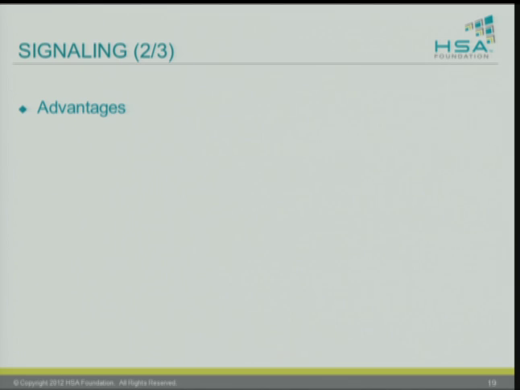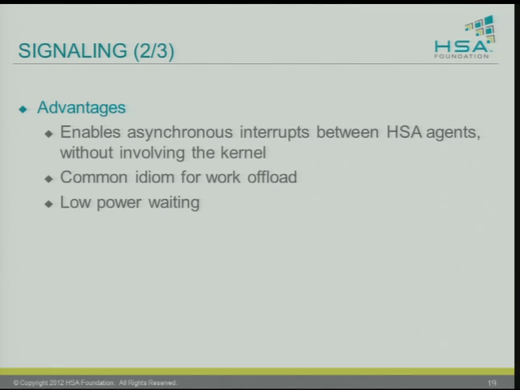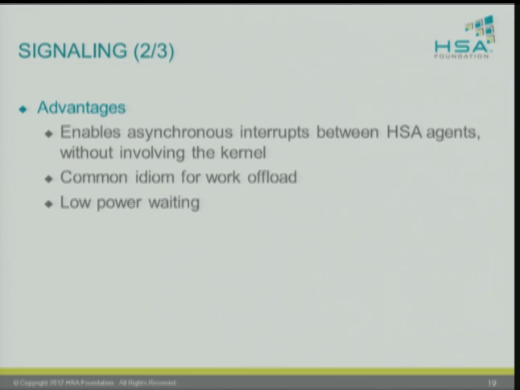So what are the advantages of signaling? Well, it enables this asynchronous interrupt between different agents in the system without involving the kernel. This is a common idiom for work offload. People are pretty familiar with the idea of signaling. And importantly, it's a low power option. It gives you a low power way of waiting for an event to happen. If you're waiting for a flag to get set, you could sit there and spin and constantly read the flag, waiting for it to go to 1, or you can just wait on it and then get woken up when it goes to 1 via a signal.